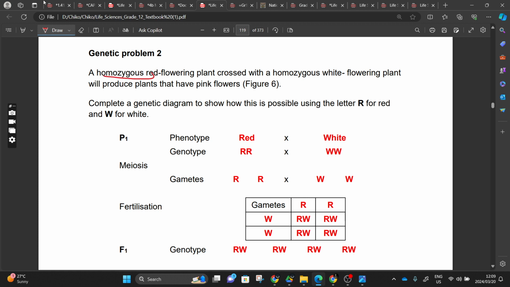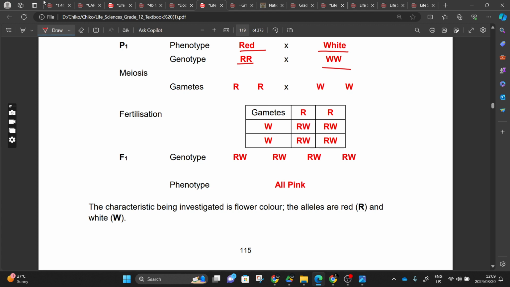They're saying a homozygous, which means the same, red flowering plant crossed with a homozygous white flowering plant will produce plants that have pink flowers. The moment you see one color resulting in a new color, you know it's incomplete dominance. The phenotypes will be red, with capital letters, and then a very clear Punnett square, and this will match with this, and all of them will be pink.